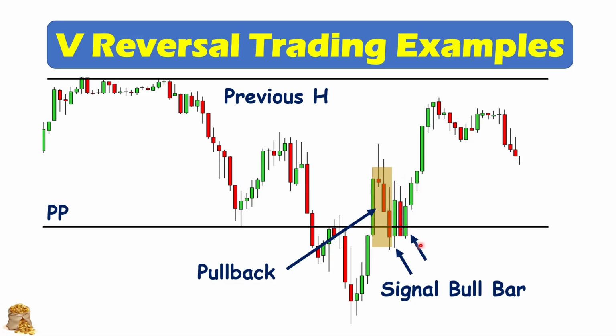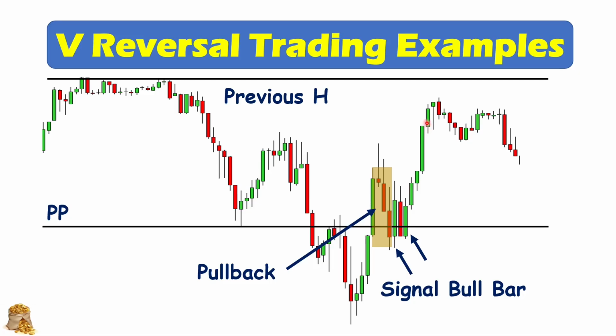And next, we have another bull bar after another bear bar. So this bull bar is a very good signal bar because the body accounts for more than 60% of the whole candlestick. Then we put our entry order, a buy order at the top of this bull bar, and you can see the market just takes off.